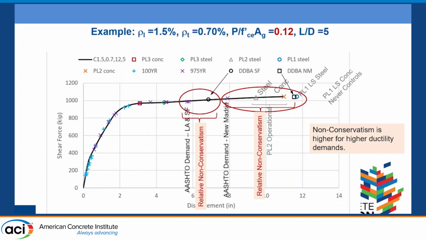You're really not cranking columns over at a ductility of 6. That's the good news. But this is something that needs to be looked at.